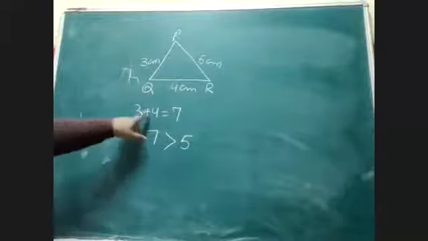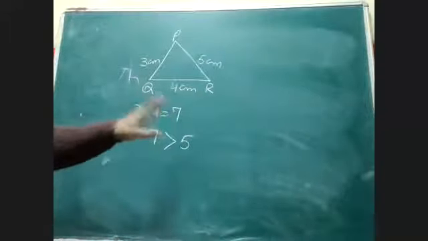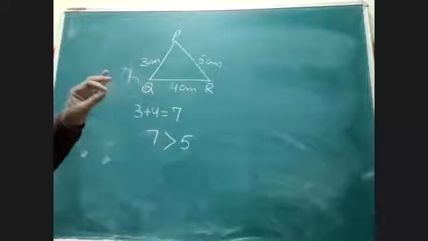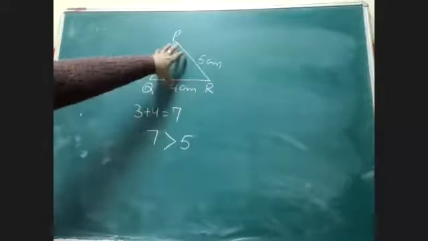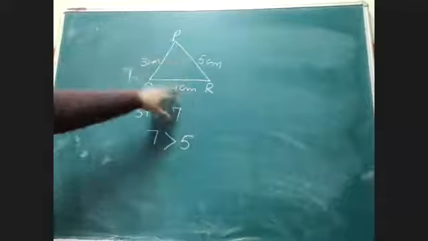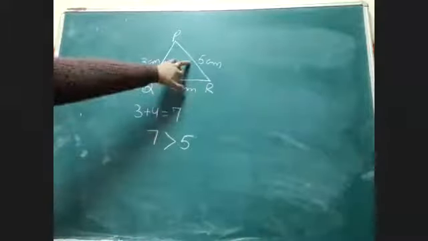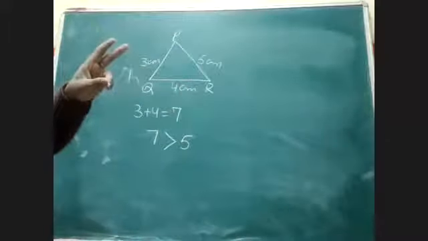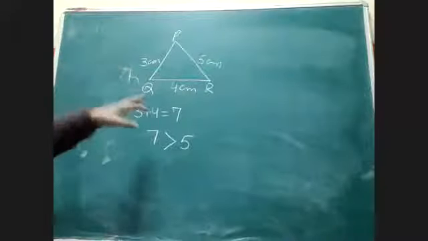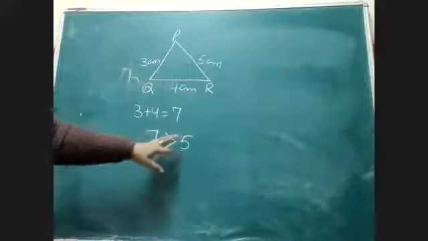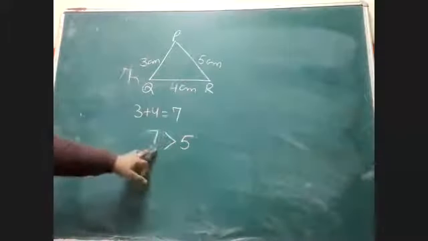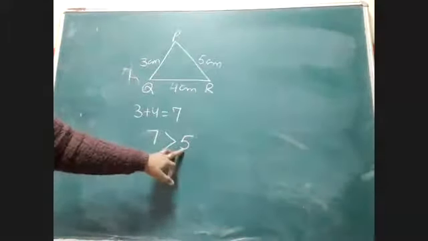If the sum of two sides is not greater than the third side, it means we can't draw the triangle of given lengths. The fact is, the sum of two sides of a triangle is always greater than the third side. So add any two sides, and after adding, see the third side. The sum of two sides is always greater than the third side.